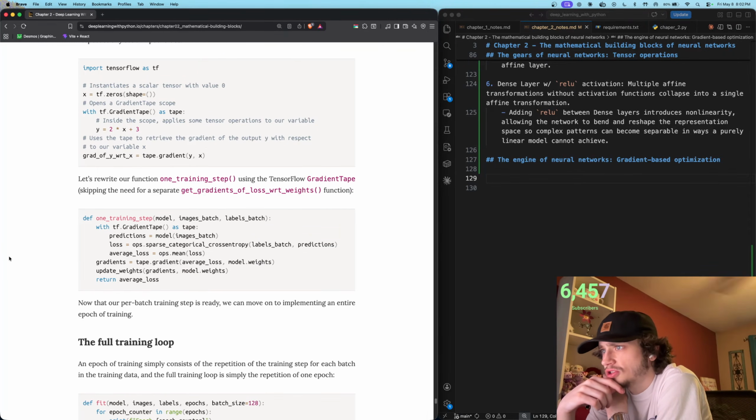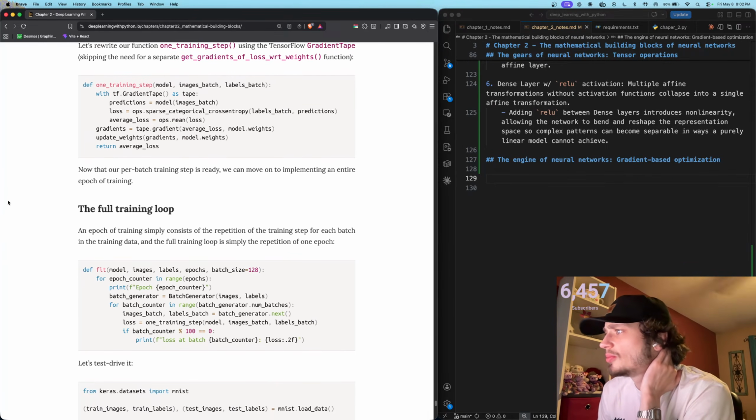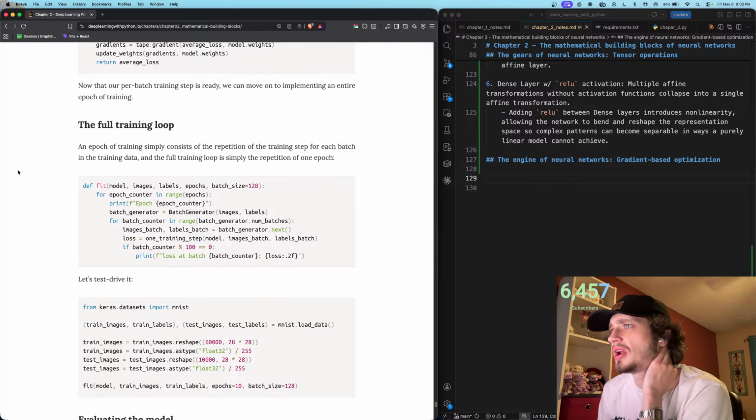Our gradients equal tape.gradient of the average loss and our model weights. We update our weights and return the average loss. Now that our per-batch training step is ready, we can move on to implement an entire epoch of training.